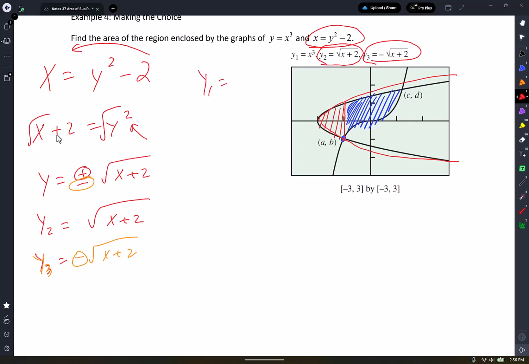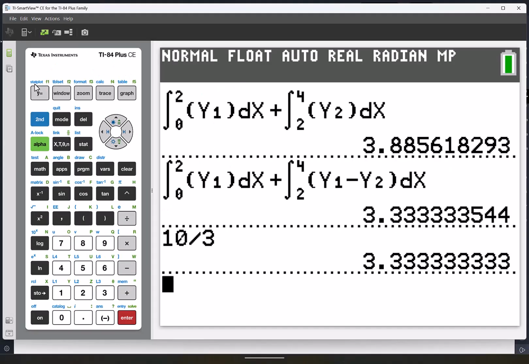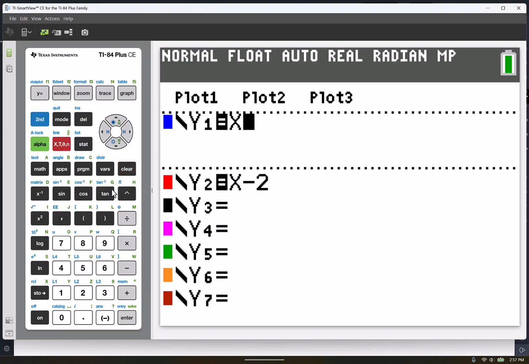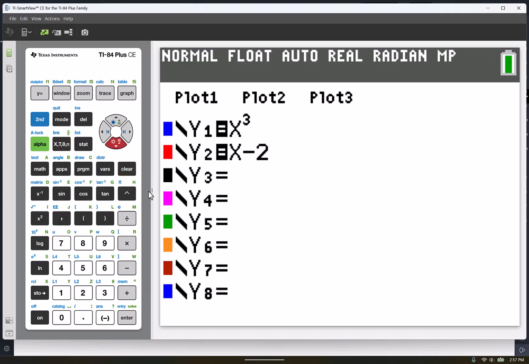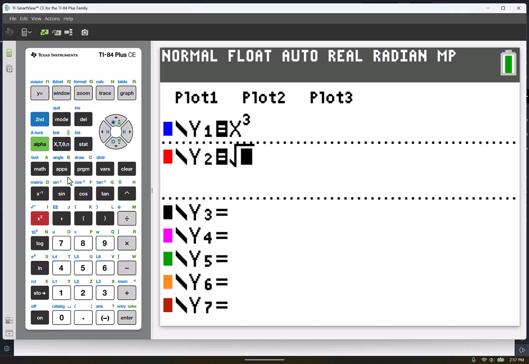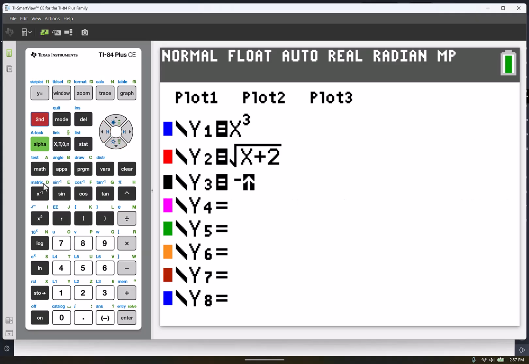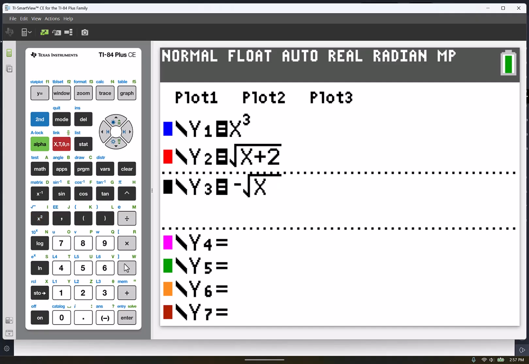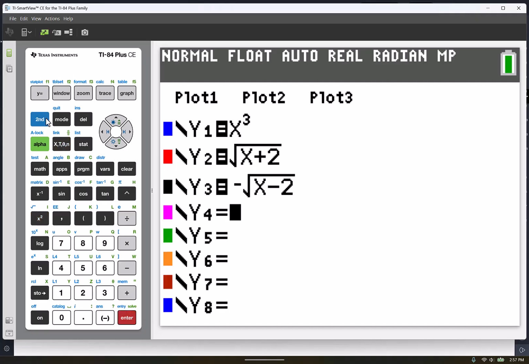Type on y1, type in x cubed. On y2, type in the positive square root of x plus 2. And on y3, type in that one, the negative one. So I'm going to take my calculator. I'm going to click y equals. And y1, I'm going to type in x cubed. y2, square root of, what is it, x minus 2? Oh, yeah, x plus 2. And y3, negative square root of x plus 2. I keep doing it. Sorry, guys.